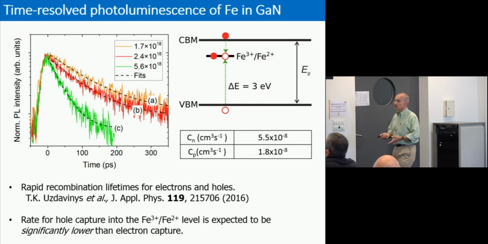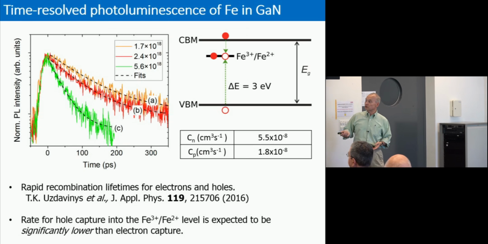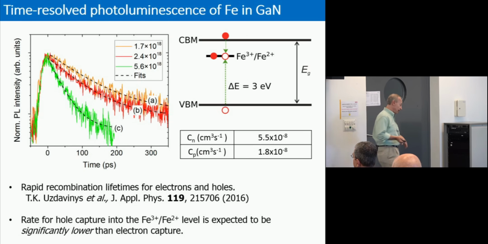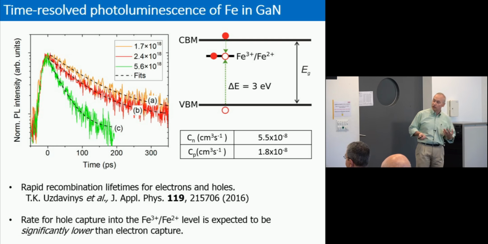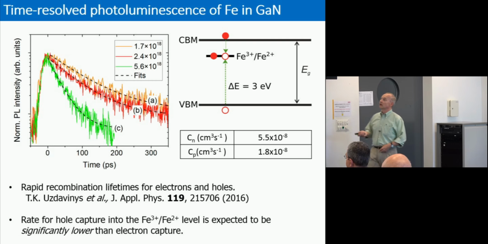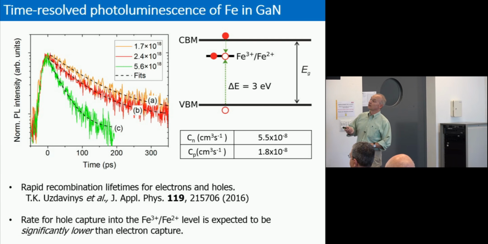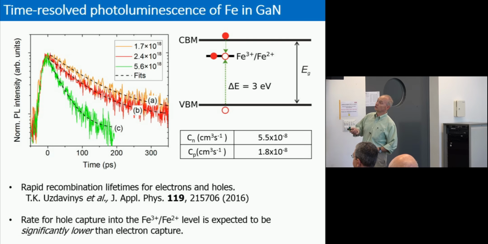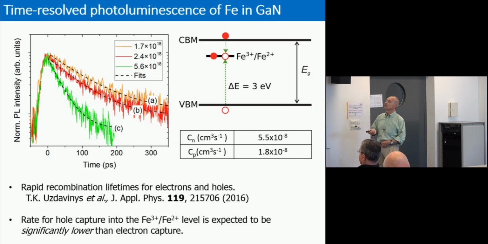But then there were some interesting experiments by the group of Solius Marcinkiewicz. He was visiting UCSB and did very nice time-resolved photoluminescence on samples that were intentionally doped with iron. And he found the very surprising result that, well, okay, electron capture rates are high.